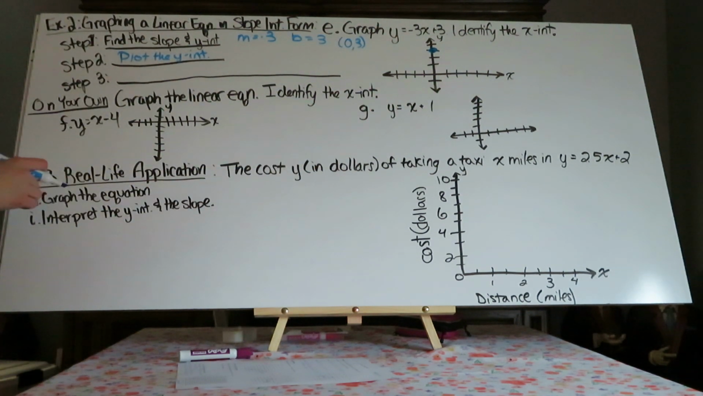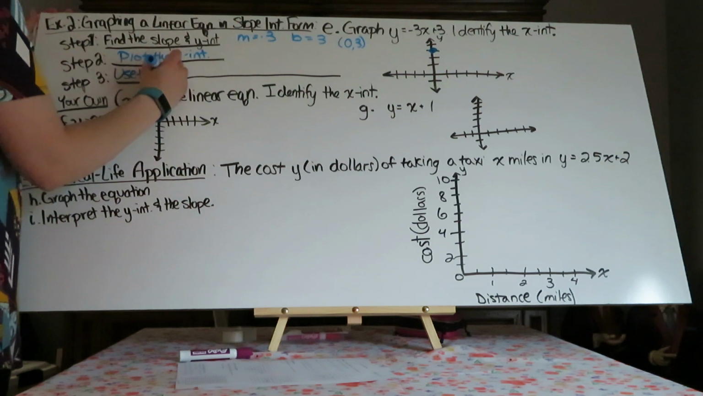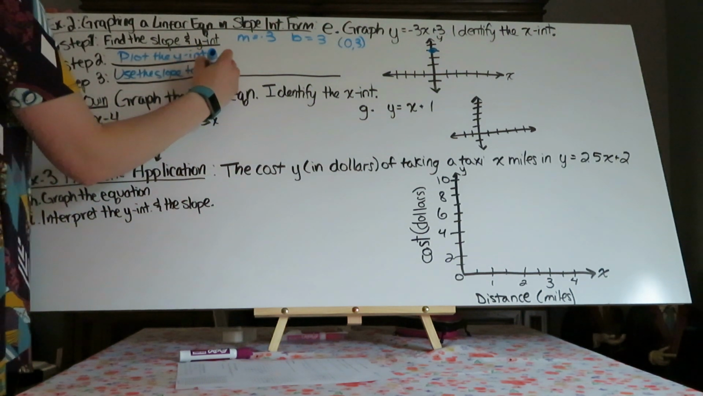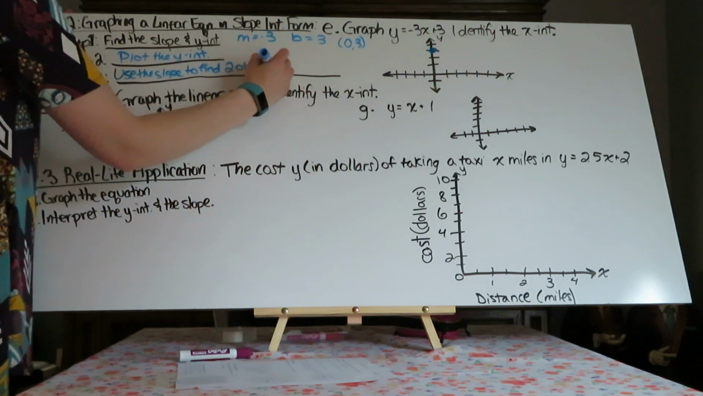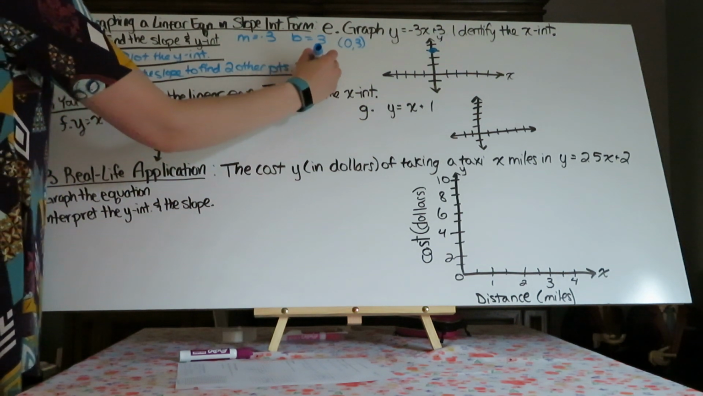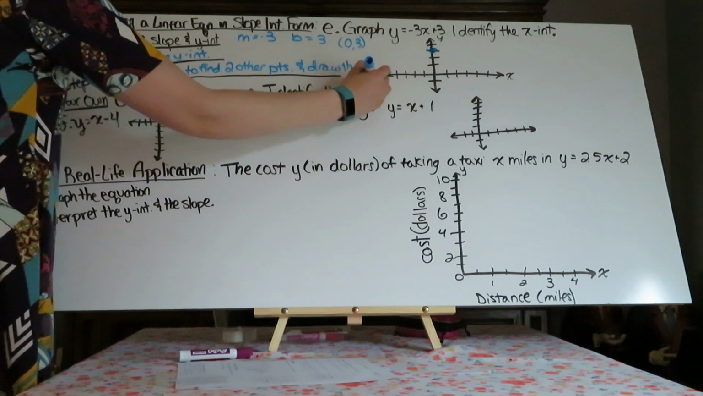Okay, step number 3, we're going to use the slope to find 2 other points and draw the line.